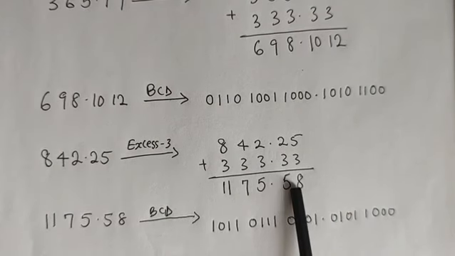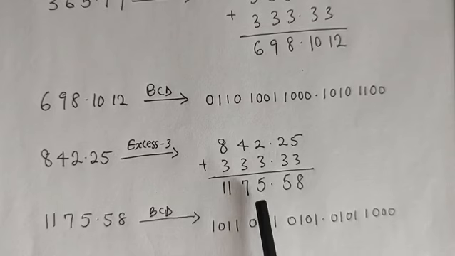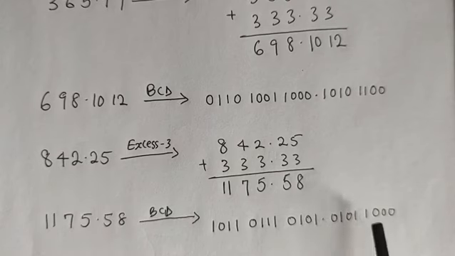Next, this result obtained needs to be converted to BCD. To do that, all we need to do is represent each digit in this value with its corresponding 4 bits code in binary. So 11 is going to be represented as 1011, 7 is going to be represented as 0111, 5 is represented as 0101, dot, 5 is represented as 0101, and then 8 is represented as 1000.